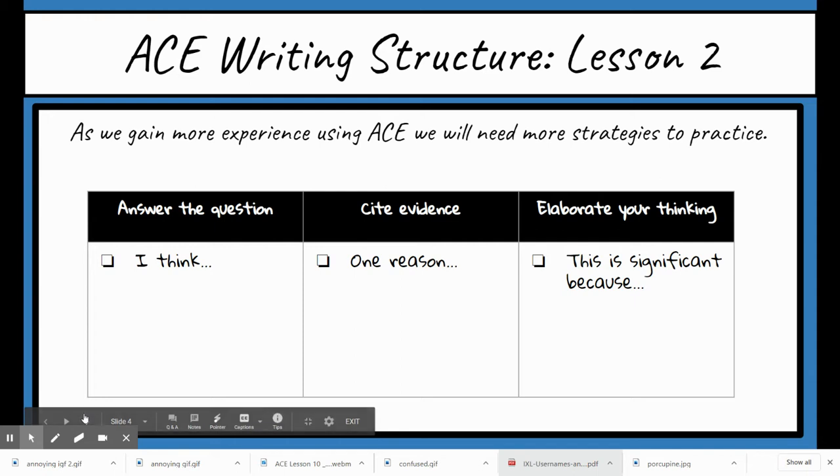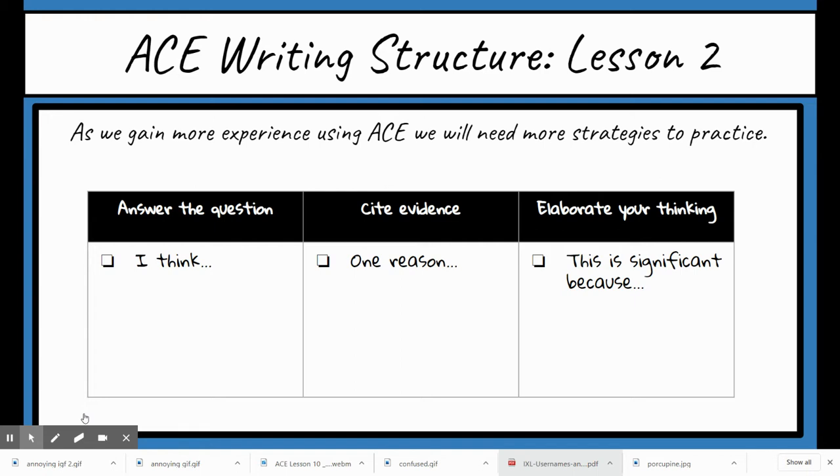As we gain more experience with using ACE, this means that we're going to need new strategies to practice. So, the rest of these lessons are going to be all about these new strategies that are going to help you. We're going to start with some strategies for sentence structures. Then we'll move into strategies for citing evidence, and finally, multiple strategies for elaborating.